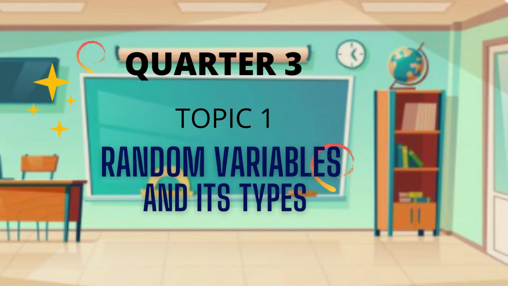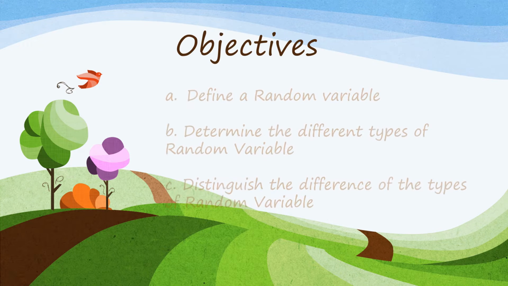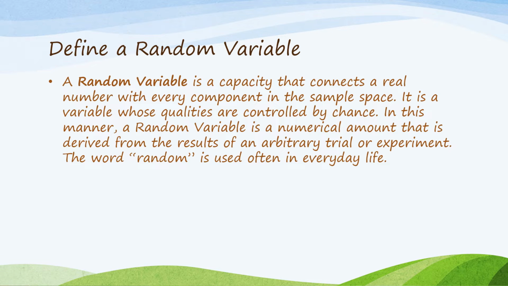Our first topic is all about random variables and its types. Our objectives are to define a random variable, determine the different types of random variable, and distinguish the difference of the types of random variable. Moving on, let us first define what's a random variable.